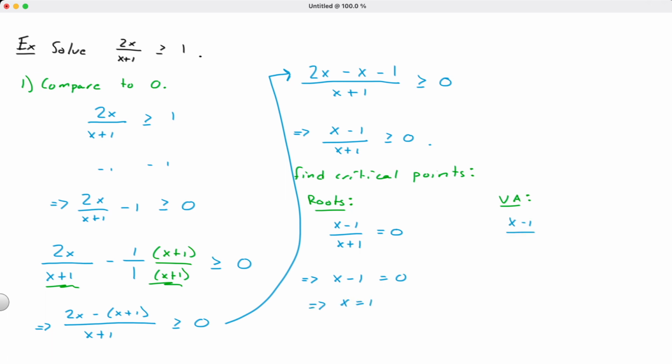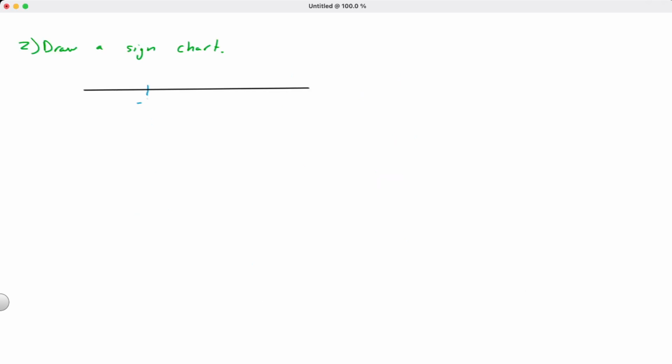And x minus 1 over x plus 1 has a vertical asymptote when the denominator is equal to 0, right? In other words, when x plus 1 is equal to 0, which we can solve to be x equal to negative 1. And so with critical points of x equal to positive 1 and x equal to negative 1, we can then form a sign chart. We can plot our value of negative 1 here and our value of positive 1 here. And then just as we did before, test the values in the intervals between them.